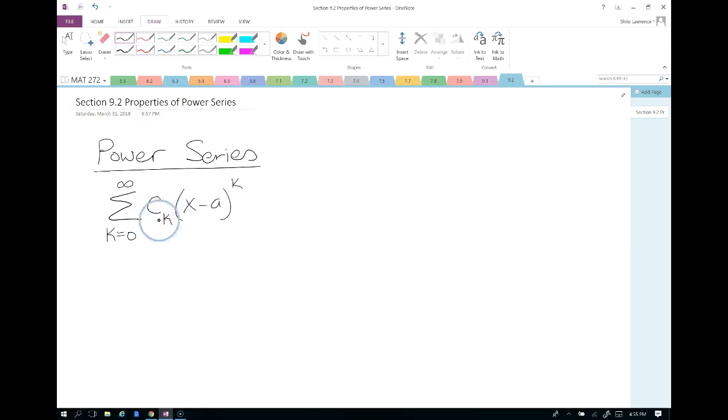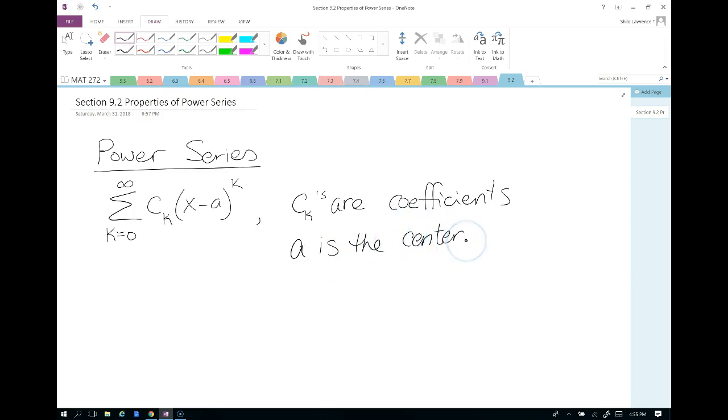We can have any sort of coefficients. There aren't really any rules for the c except that they're real numbers. And we have increasing powers of x, and that's what makes it a power series. So the c sub k's are coefficients. a is the center of the series. Remember, we saw in the last section, we need to identify where we're going to center it, and sometimes that will make a difference in how accurate our approximation is that we are using this series for.